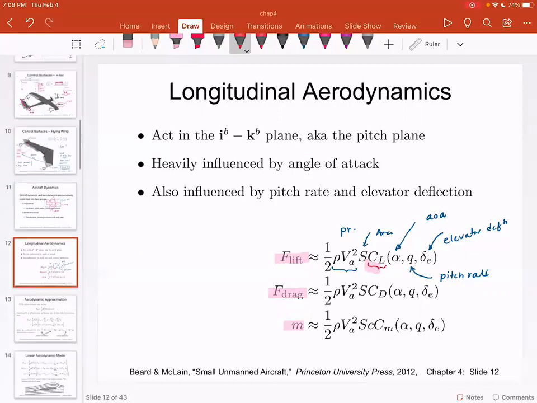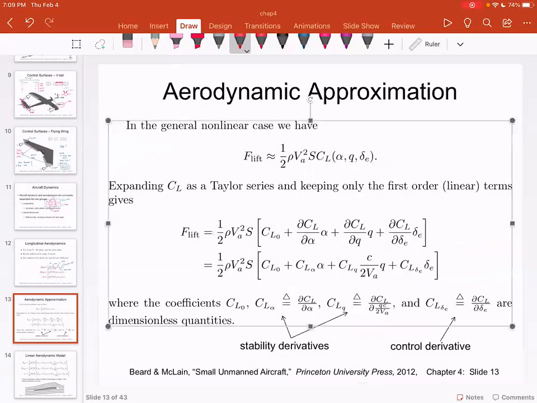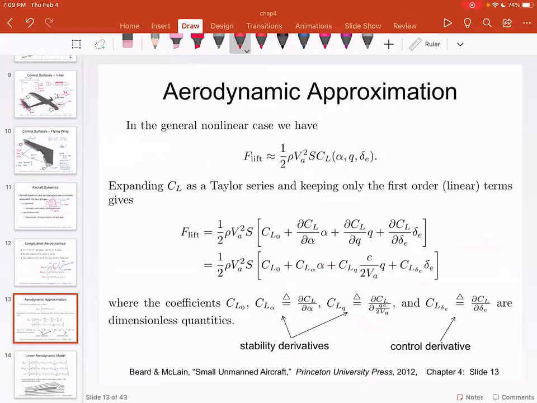Now, I want to take an approximate approach before we go further, and we will talk about the big long equation in terms of alpha, Q, and delta E. It's a very complicated equation. CL is a very complicated function of alpha, Q, and delta E. CD is a very complicated function of alpha, Q, and delta E. And CM is a very long and complicated function of alpha, Q, and delta E.